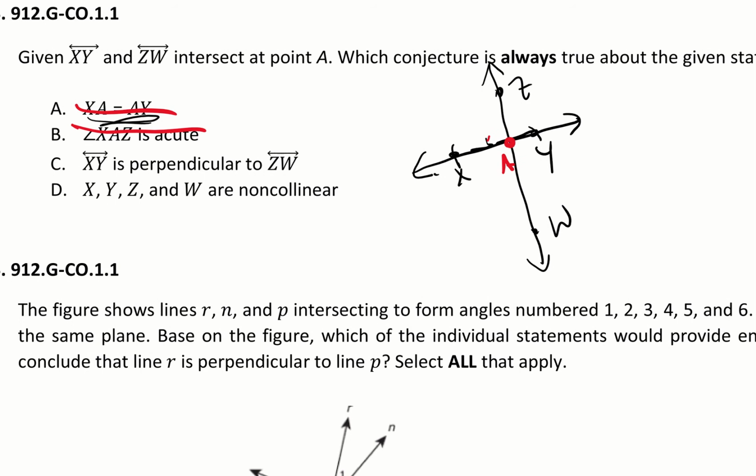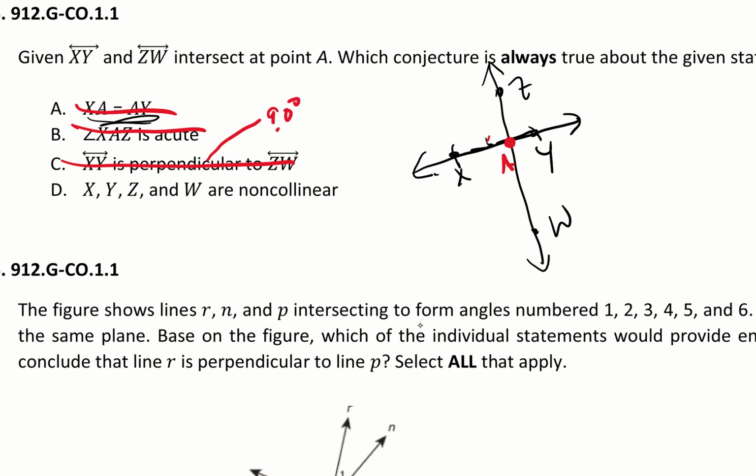XY is perpendicular. That means that it crosses at a 90-degree angle. So is that true? It looks like it's almost true here, but remember, like I said, I can draw the line any way I want, and it will not cross at a 90-degree angle, right? So this is not always true. Perpendicular means crossing at a 90-degree angle.